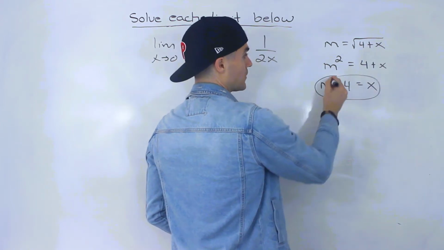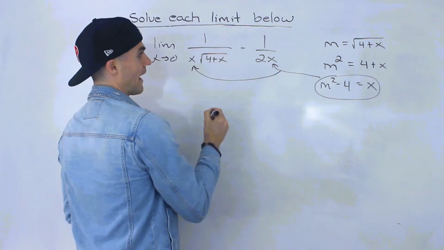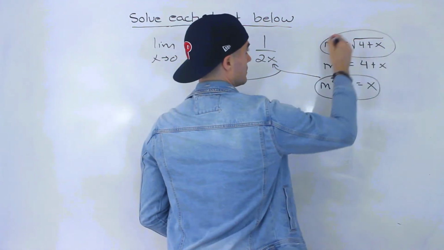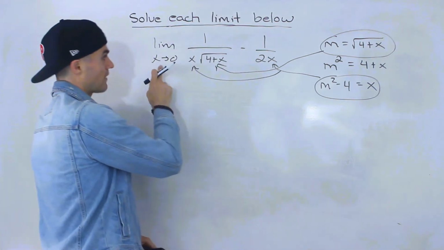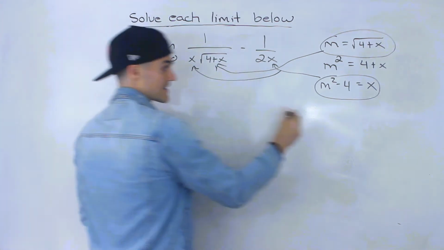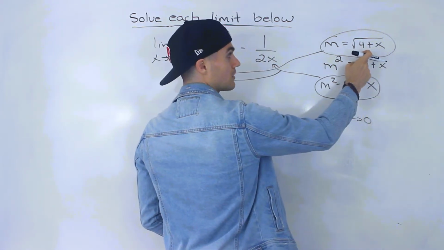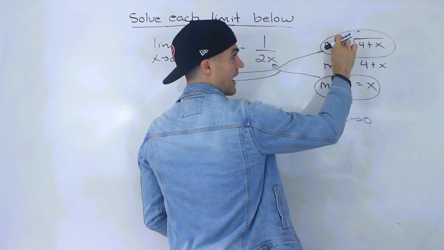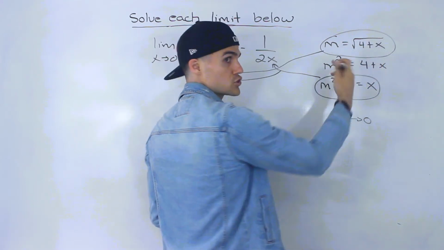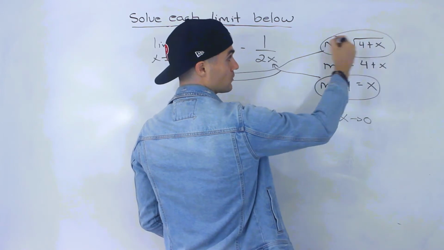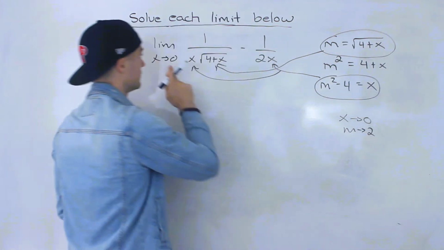So now notice that we have expressions that we can sub in for the x's. We have an expression that we could sub in for this root 4 plus x. We also need an expression that we could sub in as x approaches 0. And notice as x approaches 0 up here, the m is going to approach the square root of 4, because it'll be 4 plus 0, which would be 2. So as x approaches 0 here, the m is approaching 2, and we would sub in that here.